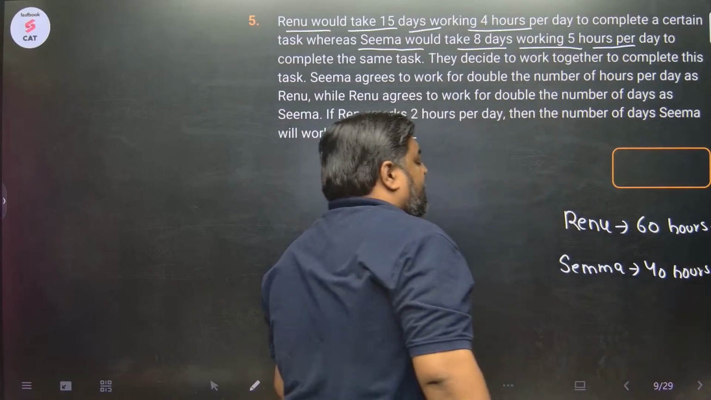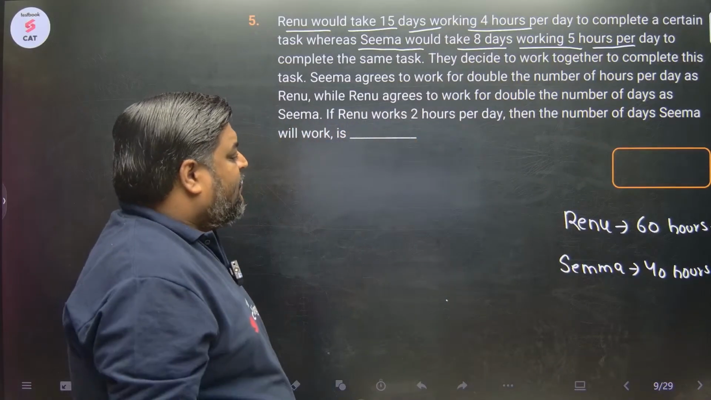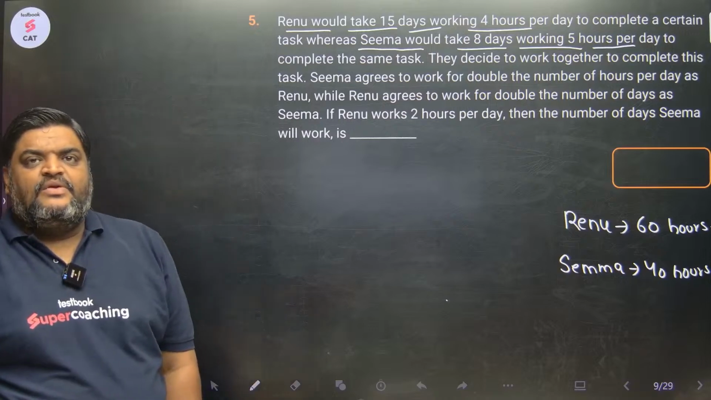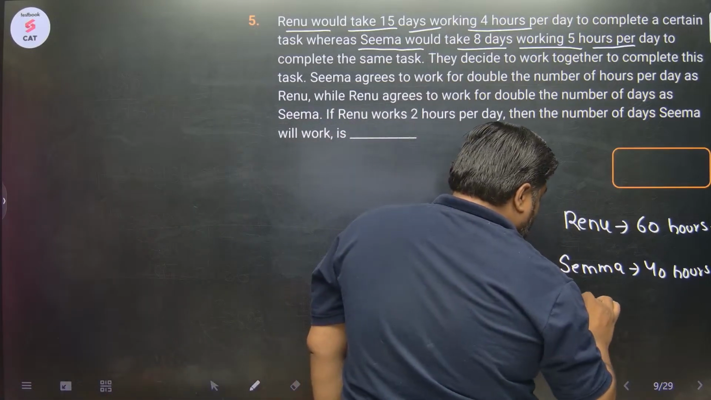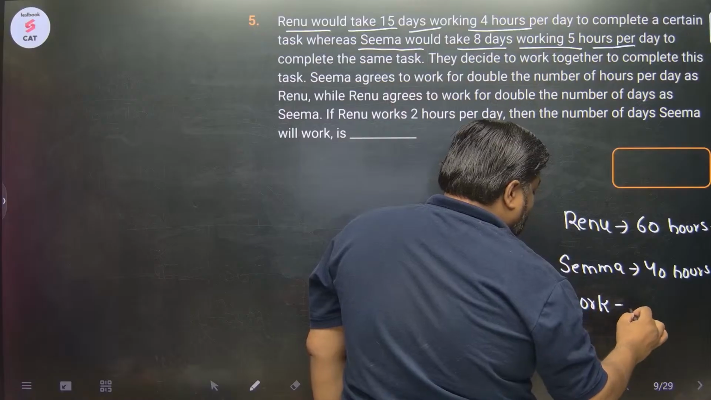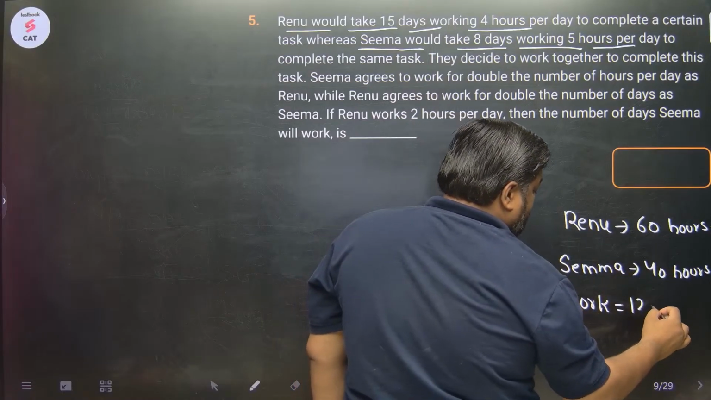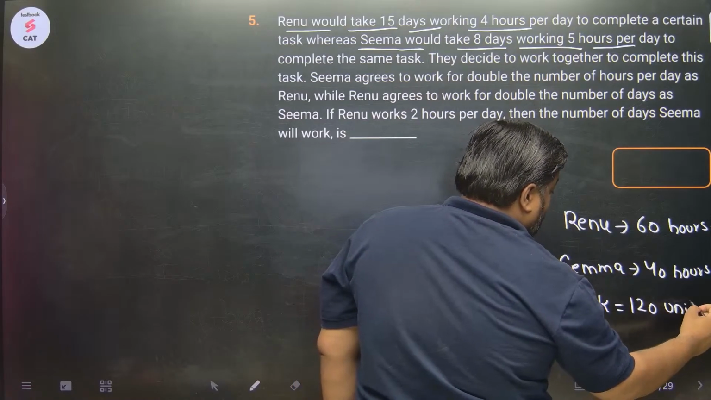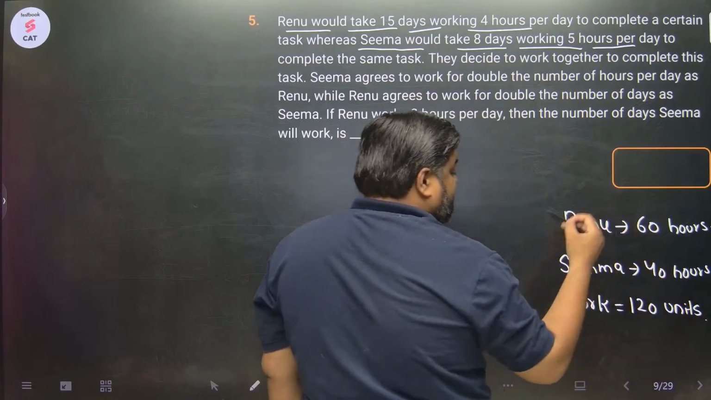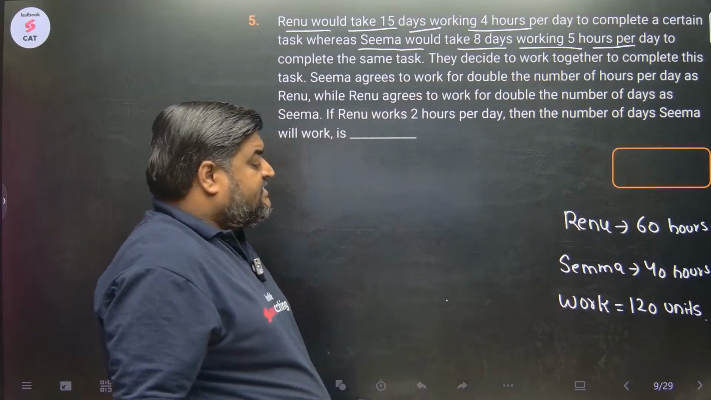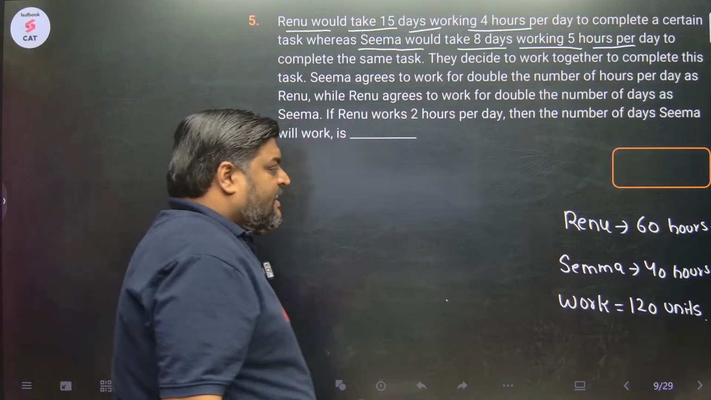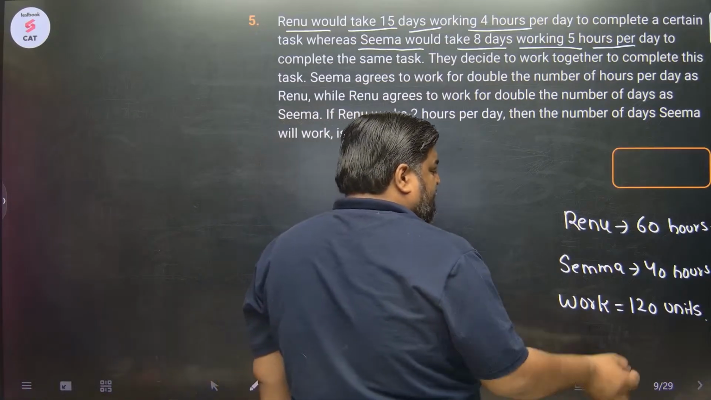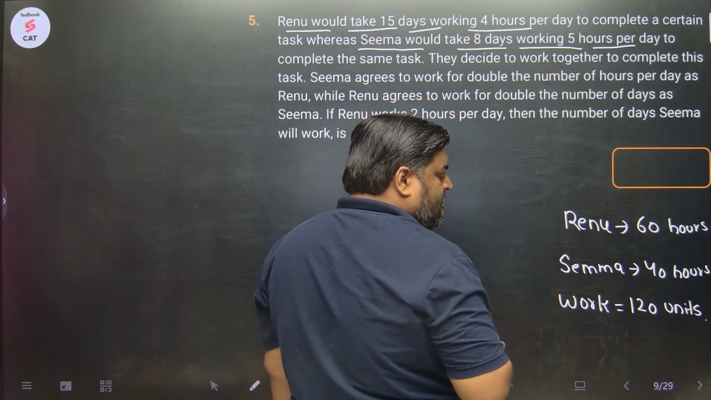to complete the work. Now, what work are we talking about? Let's assume the work, and we know how to assume work. Let's say work is 120 units, the LCM of 40 and 60. So I can calculate the efficiency of Renu and Seema.